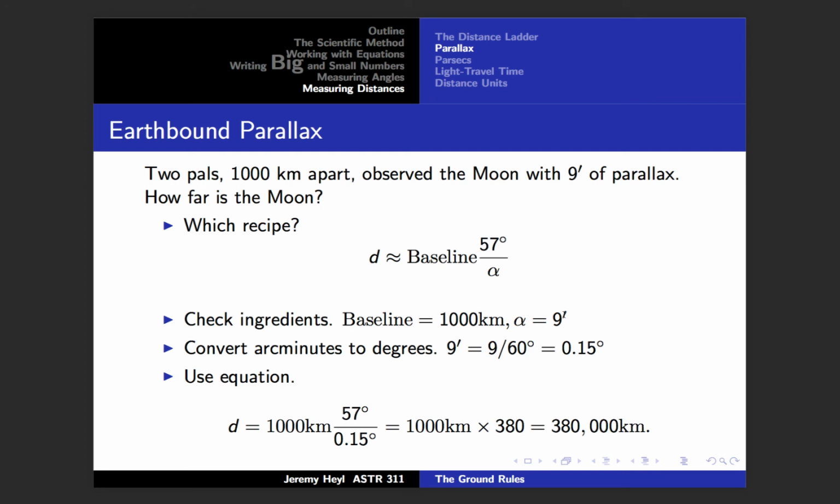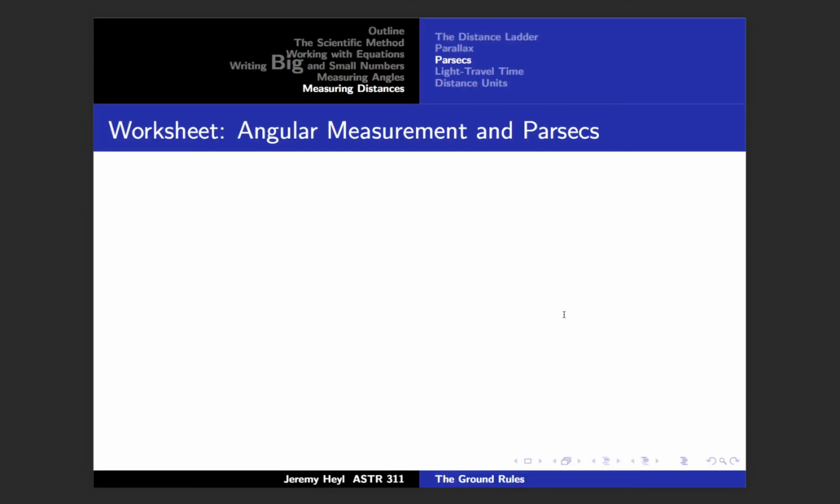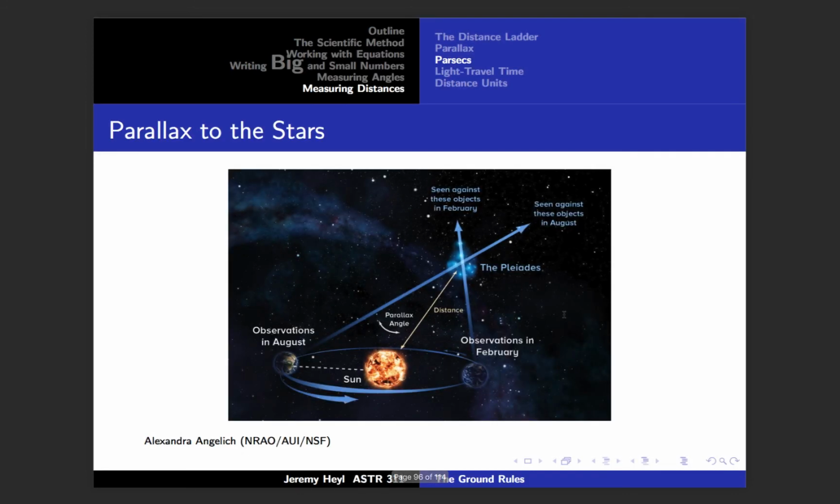So what we do to measure things further away, well, I don't know if you have time to do this. You only have 6 minutes. So let's give how we worked for the stars, and then we'll go back to the worksheet next time. So to do it to the stars, like I said, we look at the same object 6 months later.